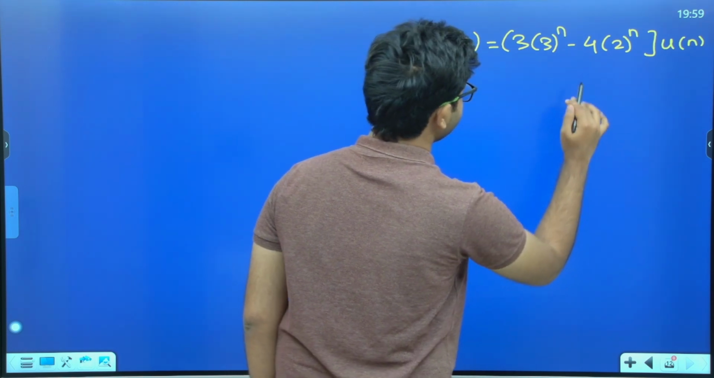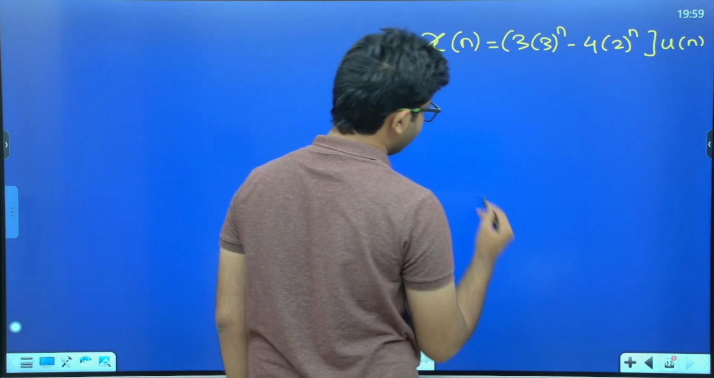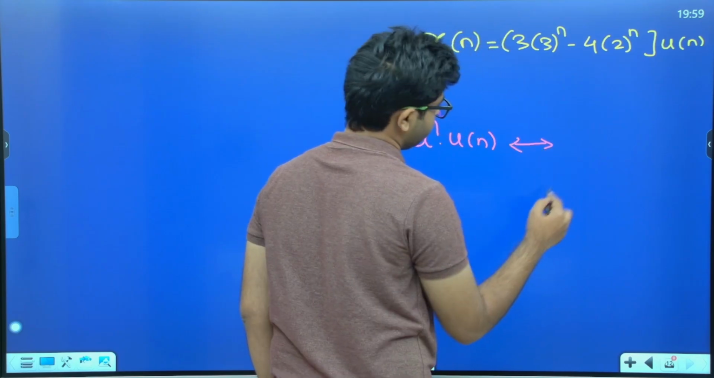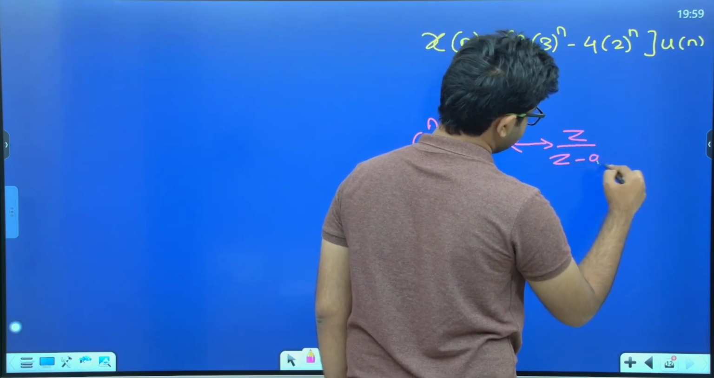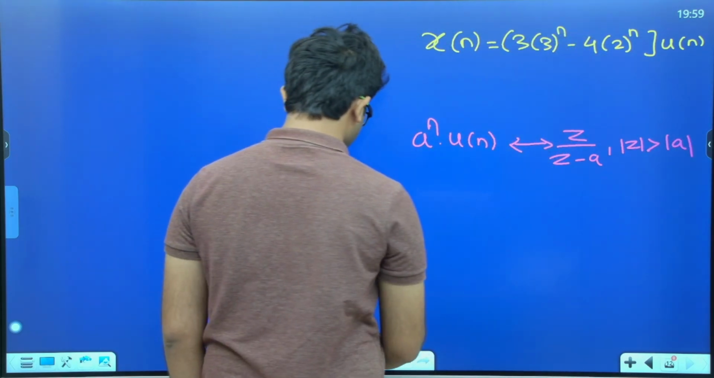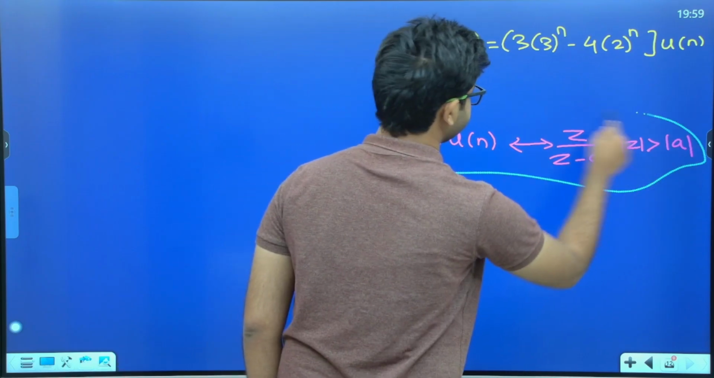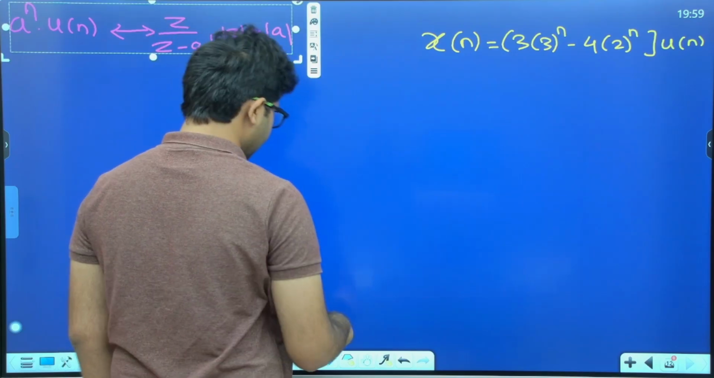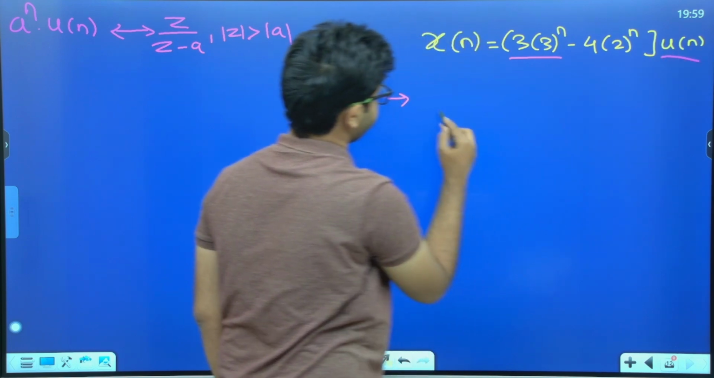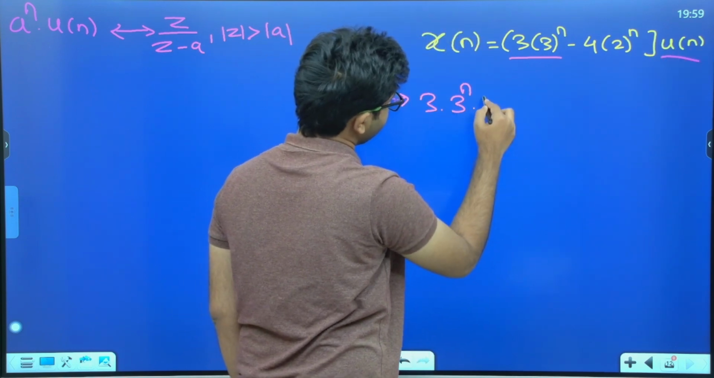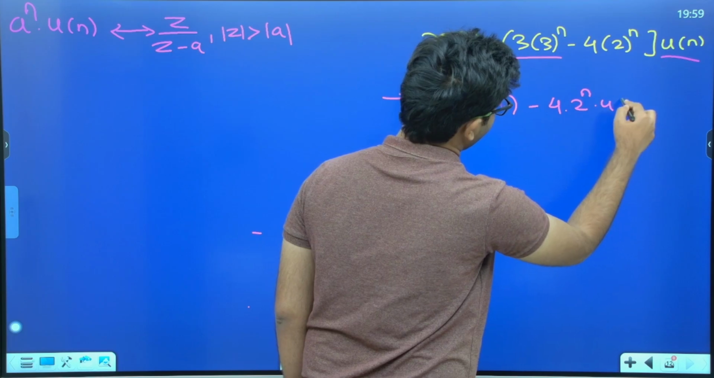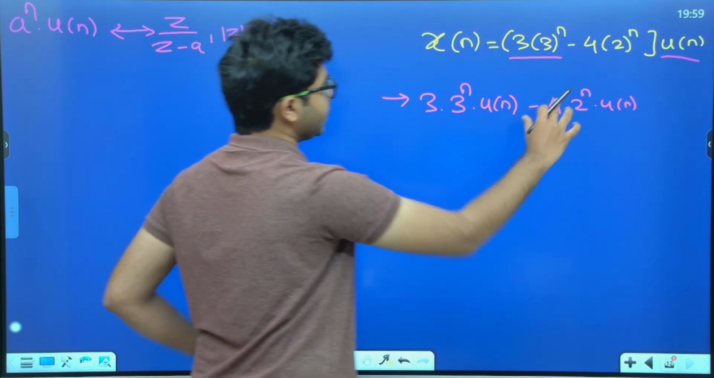तो अगर हम डिस्कस करें, we know the original form that if we are having a raised to n u of n, its z transform is z upon z minus a with ROC z greater than a. ये हमें पता है. अब क्या करते हैं कि इसी को रेफरेंस लेके ये एग्जाम्पल हम सॉल्व करेंगे. कैसे? कि अगर मेरे पास इसको ही हम अलग अलग कर दे थोड़ा सा, like 3 into 3 to the power n u of n minus 4 into 2 to the power n u of n. तो ये बराबर है, कोई गलत नहीं इसमें.